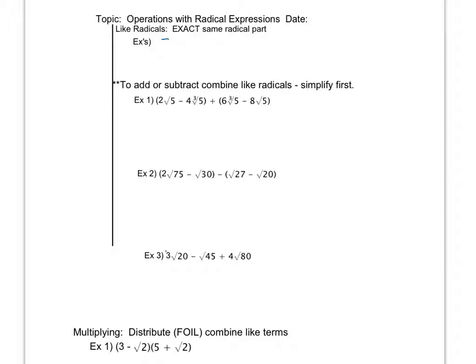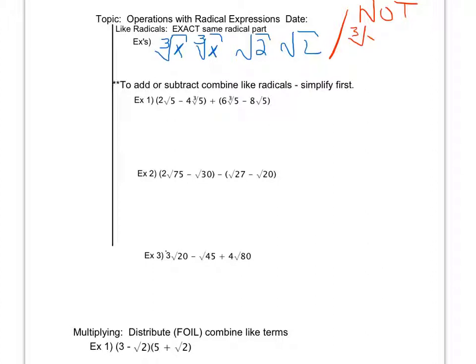So for example, the cube root of x is a like radical with the cube root of x. The square root of 2 is a like radical with the square root of 2. Some things that are not like radicals would be things like the cube root of y and the square root of y, or the square root of 2 and the square root of 3. Those are not like radicals. Same index, same number underneath. Same index, same variable underneath.